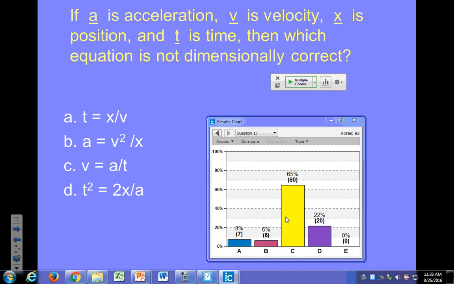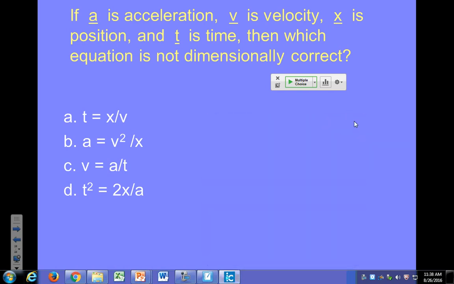Okay, I think C is right. Is that right? Yeah, that's right. So all three of these are correct, and I'll leave you to try them on your own. But the third one, C, is meters per second on one side equals meters per second squared, 1 over seconds, that's that 1 over t, so it's meters per seconds cubed on the right-hand side.